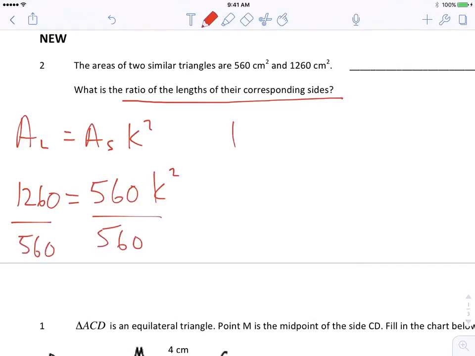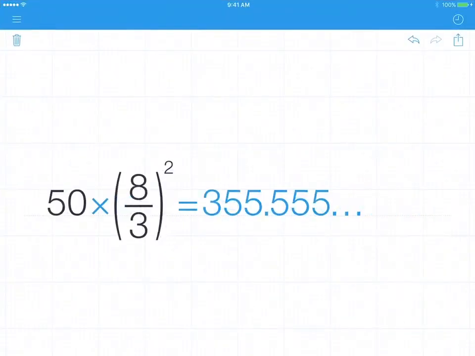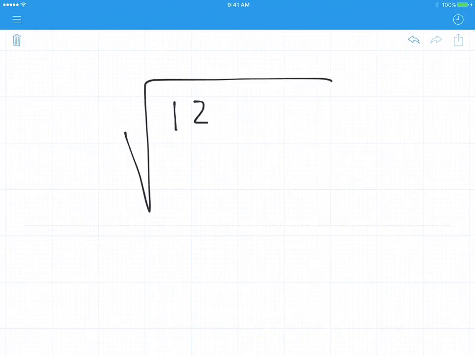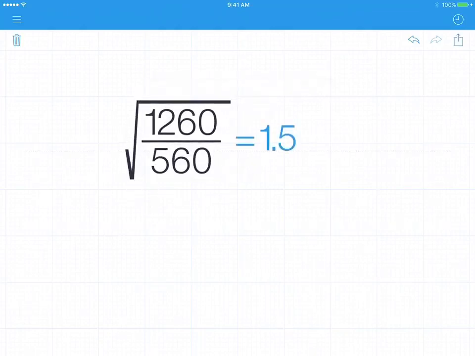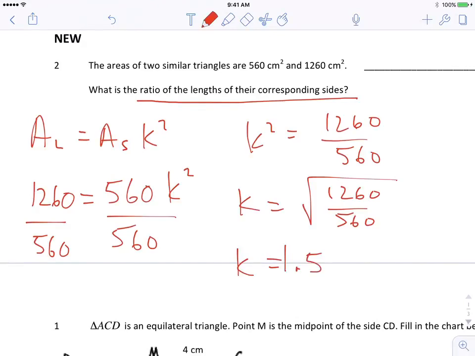We end up with k squared equals 1260 divided by 560. So k, of course, is going to equal the square root of whatever 1260 divided by 560 is. So we're going to find out the square root of 1260 divided by 560. And that's 1.5. So the scale factor here is 1.5. Or we can say the larger to the smaller is 3 to 2, or we could say 2 to 3. So it's 1.5 or 3 to 2.